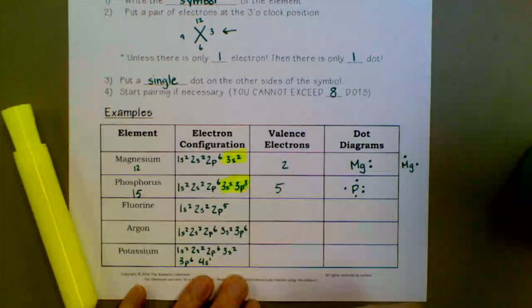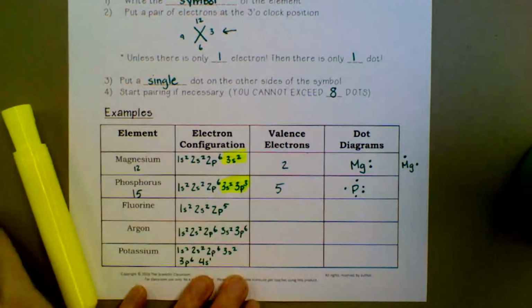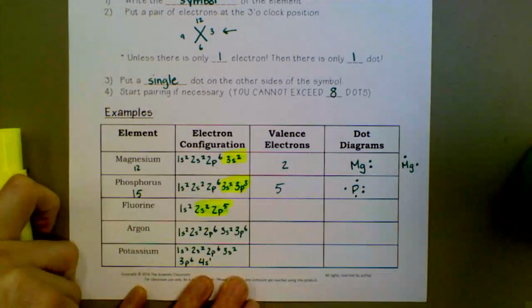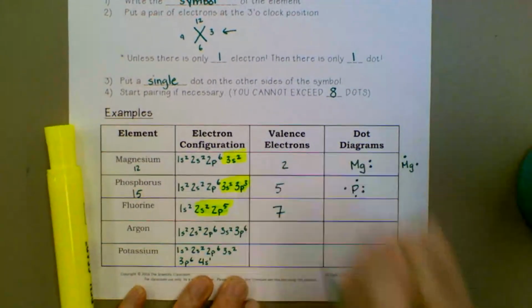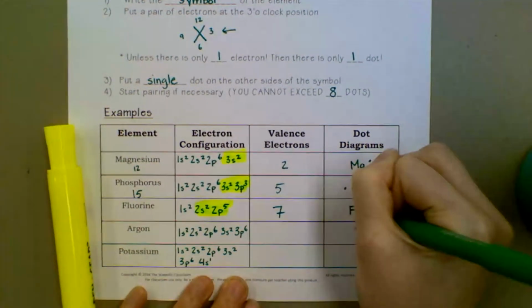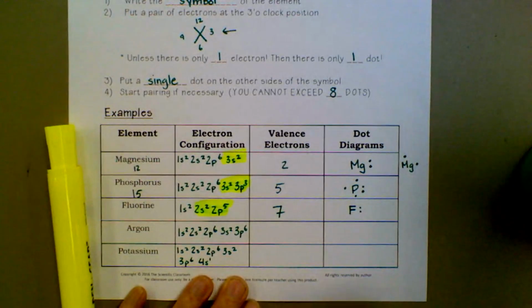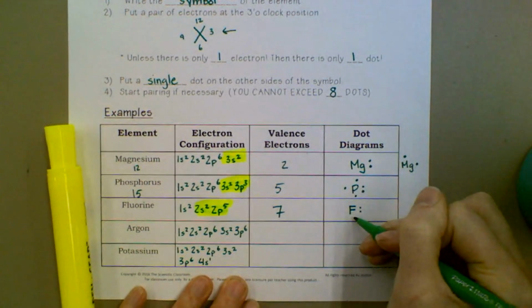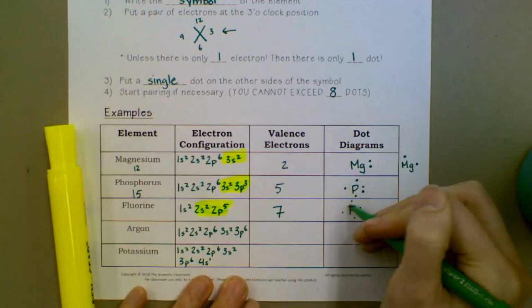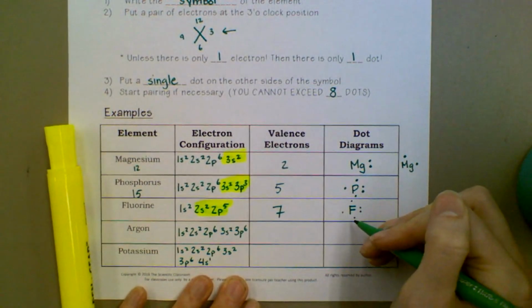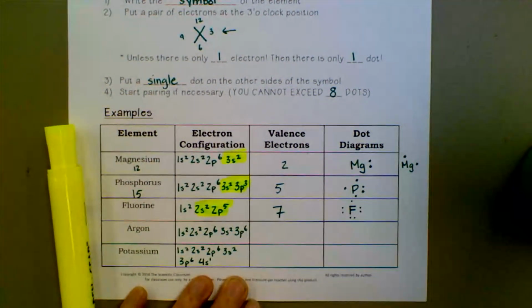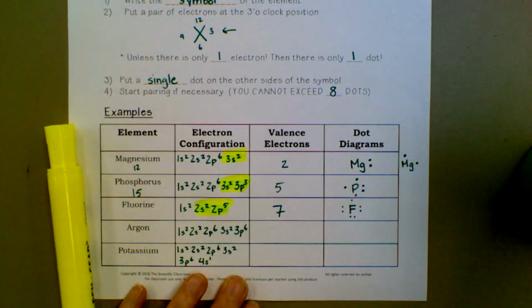For fluorine, I am only looking at my valence electrons. I have 7 valence electrons in the 2 level. So for fluorine, I'm going to put my symbol for fluorine. I'm going to put my 2 electrons, my 2 dots here, and then I'm going to start filling in. So 1, 2, 3, 4, 5. Now that I have 1 in each side, now I can go back in and add a second one. 6, 7. So that would be my electron dot structure for fluorine.